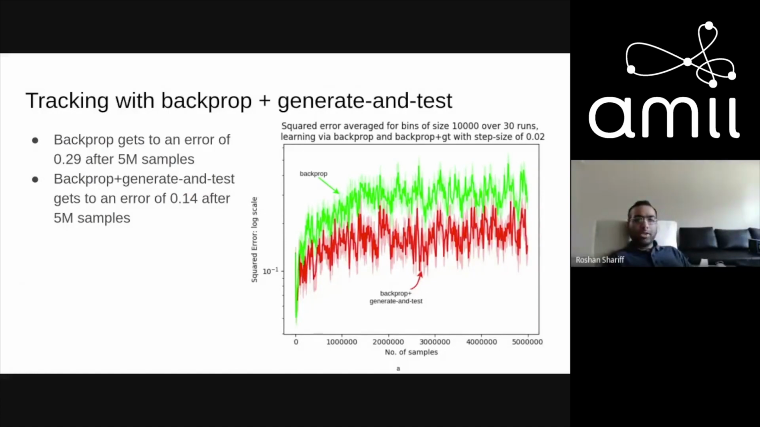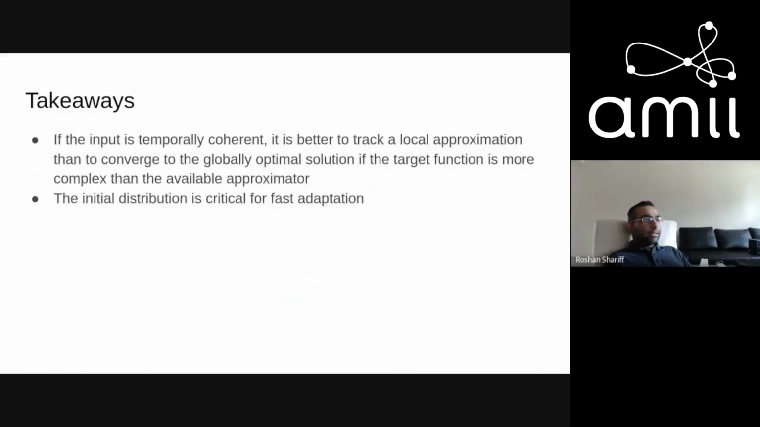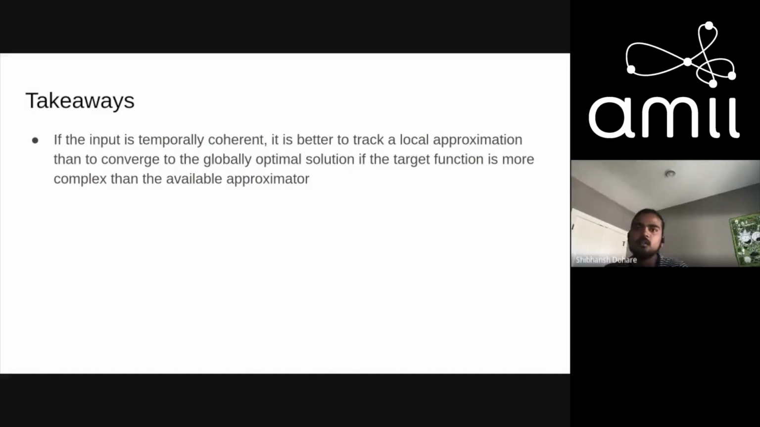I have a quick question about your conclusions, if you could go back to the last slide. The first point says that if the input is temporally coherent, it is... So can you talk about what the complexity of the approximator classes has to do with this, and what does a globally optimal solution mean? It's saying it's better to do this than to do this other thing. But what does that mean?